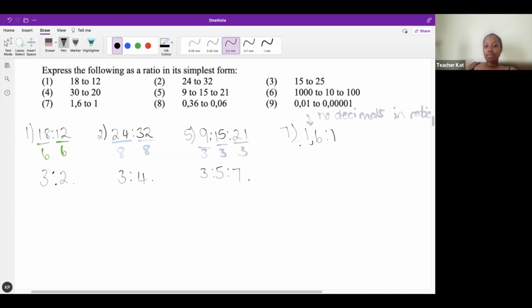Okay? So how are we going to fix this decimal? How am I going to turn this decimal into a whole number? Do you guys know? I want to turn my decimal into a whole number. Does anyone have an idea of how I would do that? What can I multiply 1.6 by to make it a whole number? Think of moving commas. We did it in the previous lesson.